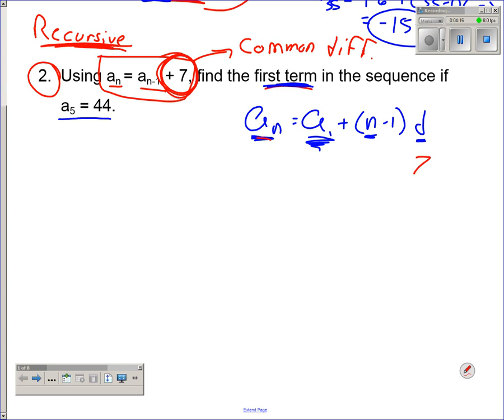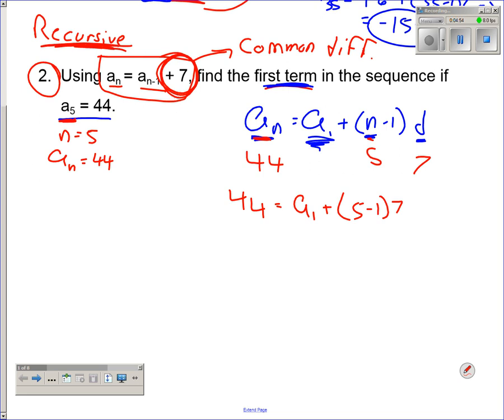Now, the other ones we need are the a sub n and the n. That just means a given term in the sequence. Do we have a given term in the sequence? Yeah, we have n equals 5, and we have the value of that 5th term is 44. Whenever it gives you something like that, it gives us 2 things: what our n value is and what the a sub n value is, a term that we can use to work backwards. So that would be 44 here, and 5 right here. Okay. So to solve this, we got 44 equals a sub 1 plus 5 minus 1 times 7. That makes sense?